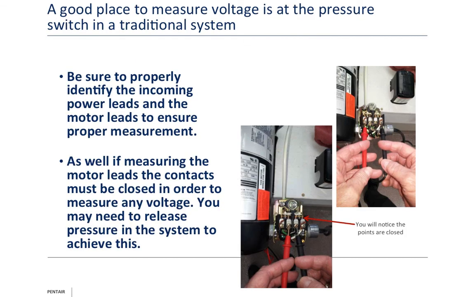Okay, a good place to measure voltage is the pressure switch in a traditional system. So you'd measure your two outer screws, which are often your incoming power supply, and your two inner screws, which is your outgoing power supply.